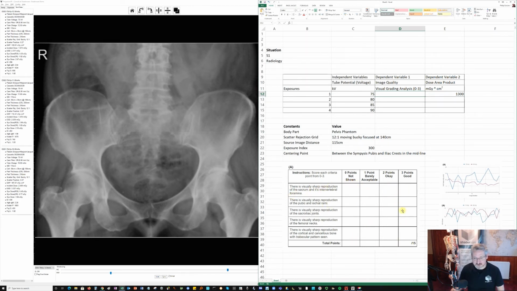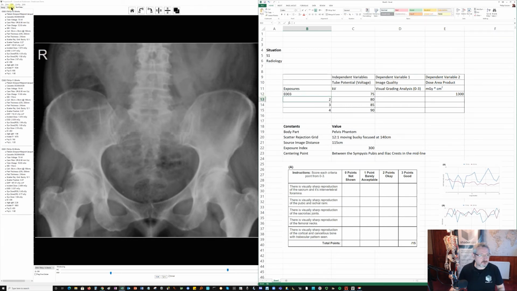And now visual grading analysis, we could spend some time scoring this. I'm not going to go into the score system, but we'll leave it at that. We'll do all the dose measurements and not do the score measurements. So this is exposure 003. I'll give it its name, E003.